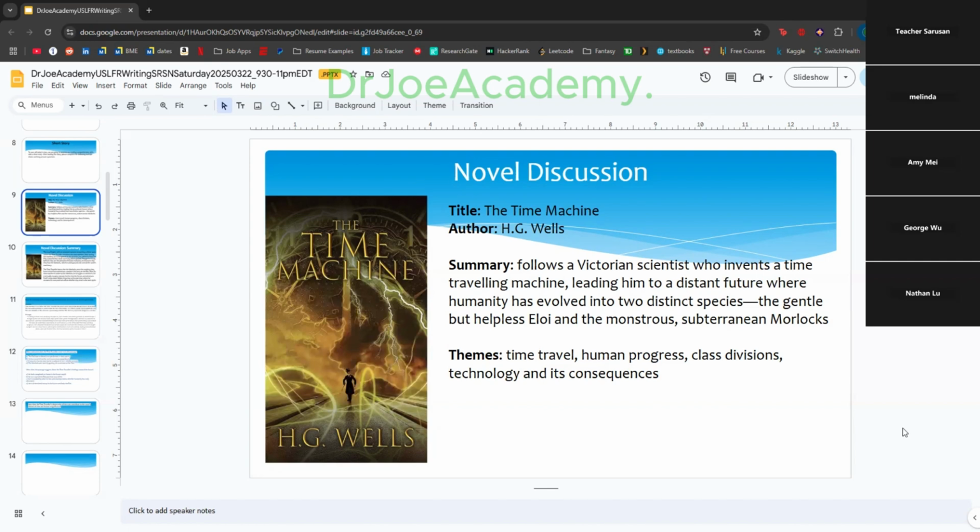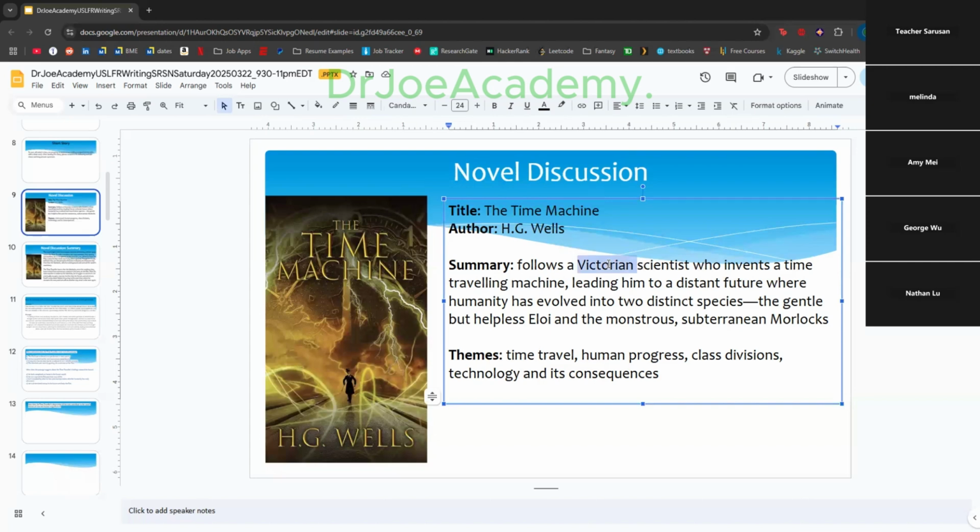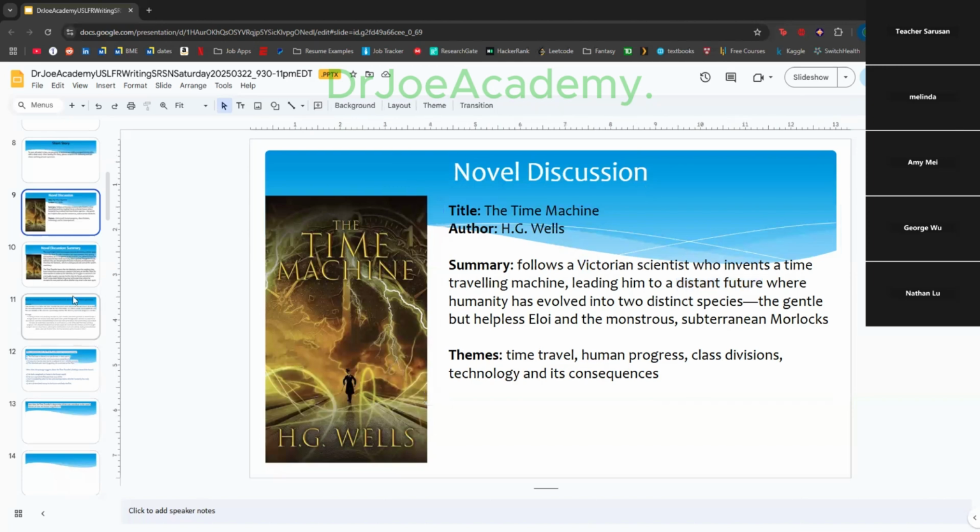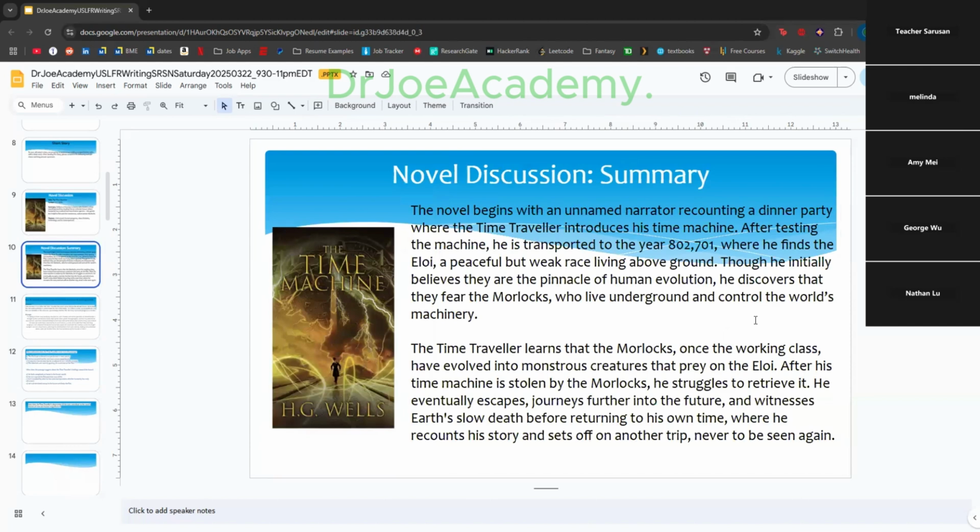Excellent. Very well done. So here we have a brief little summary about our novel here. Just to give you guys a little bit of background or a sense of setting, we're dealing with our main character being from the Victorian time period. So this is like back in the day, they have the fancy suits and all that, lack of technology. They invent a time machine, they go to a distant future, and they're dealing with some conflicts in the future. So let's check out a deeper summary about this. Nathan, can you read this summary, please?